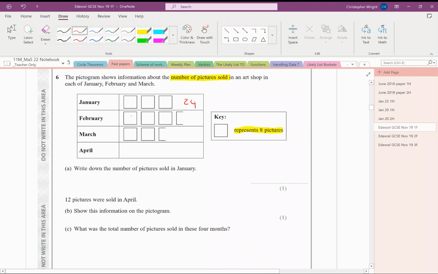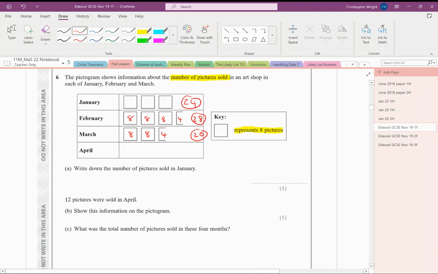Now in February, it's the 8 and the 8 and the 8 again, and that's half a square, so it must be 4. So that will be 28. In March, we've got 8, 8, and another half of a square. 16 makes 20. So that's the total sold each month.